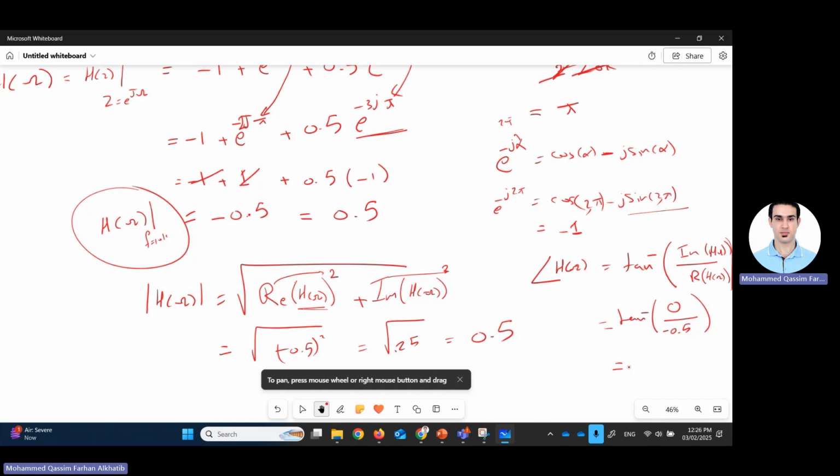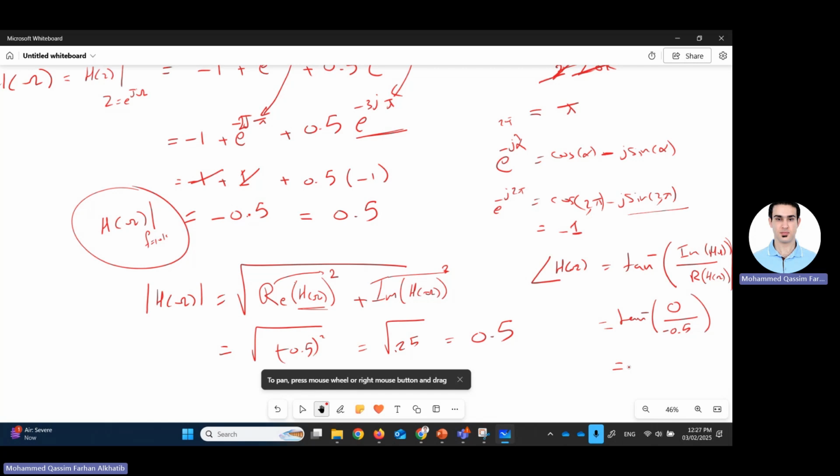What will be the phase? What will be the angle? 0 divided by negative 0.5. Okay, what will be tan inverse of 0? 0. Right, what will be the tan inverse of 0 over negative 0.5? 0. You have to be careful. Okay, take it as a fact.